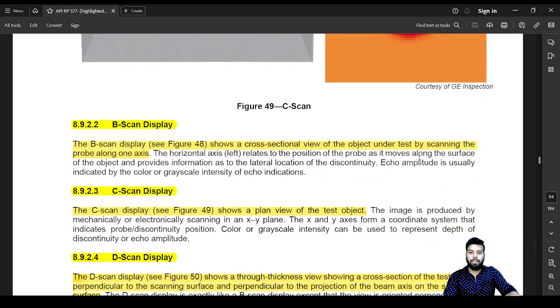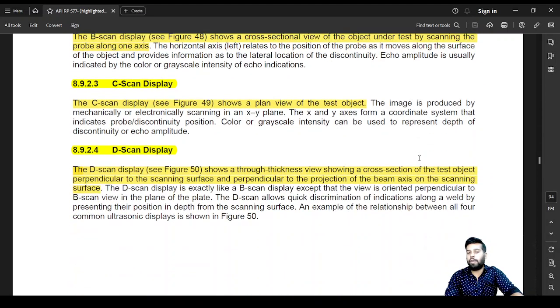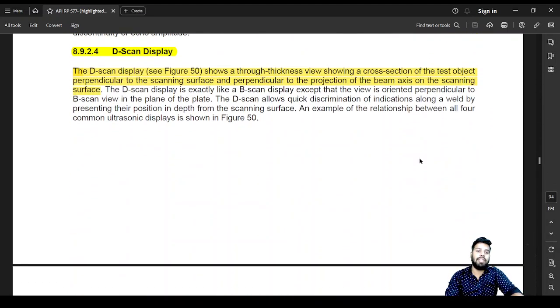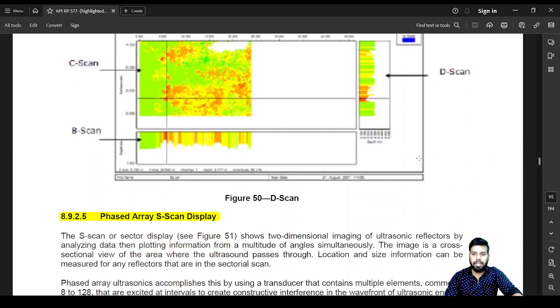B-scan display will be the cross-sectional view, or sometimes understood as a front view of the object. C-scan would be considered a top view of the object. There is also something known as D-scan. D-scan shows a through-thickness view of the cross-section of the test object, perpendicular to the scanning surface and perpendicular to the projection of the beam axis on the scanning surface. It's something like this. This is D-scan.